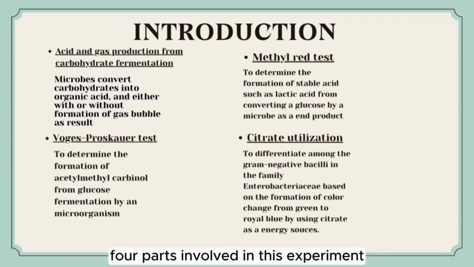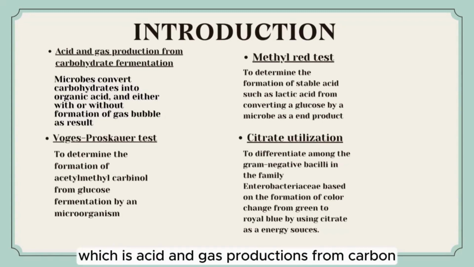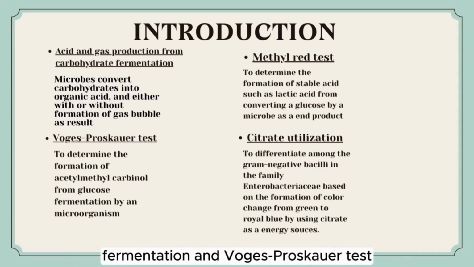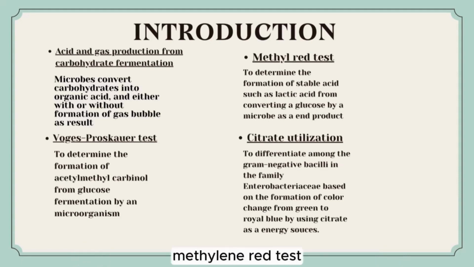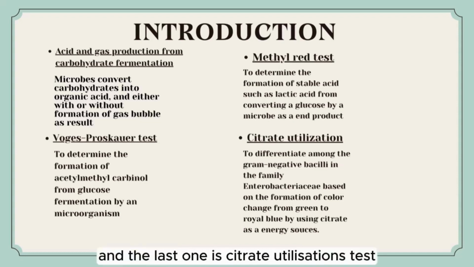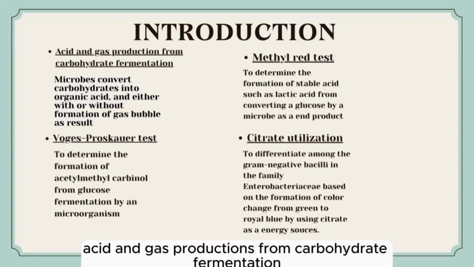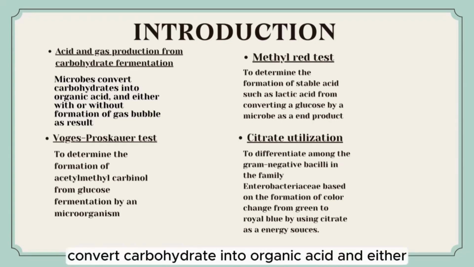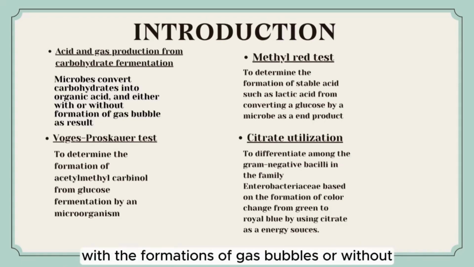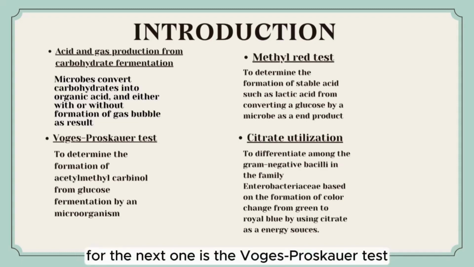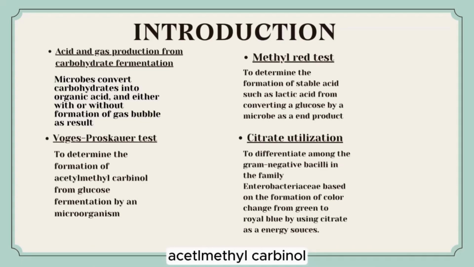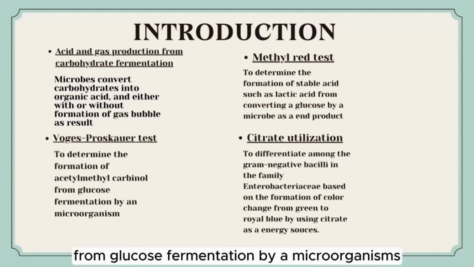There are 4 parts involved in this experiment, which are acid and gas productions from carbohydrate fermentations, the Voges-Proskauer test, the methyl red test, and the last one is the citrate utilization test. For the first test, acid and gas productions from carbohydrate fermentations, the microbes convert carbohydrate into organic acid, either with the formation of gas bubbles or without. The next one is the Voges-Proskauer test. It is a test to determine the formation of acetyl methyl carbinol from glucose fermentation by an organism.